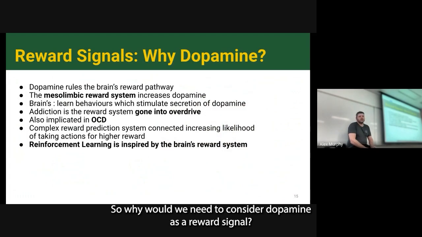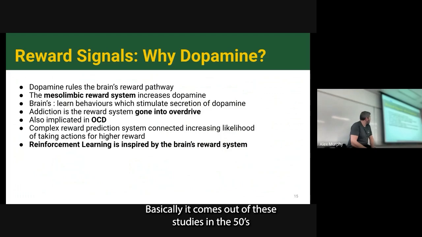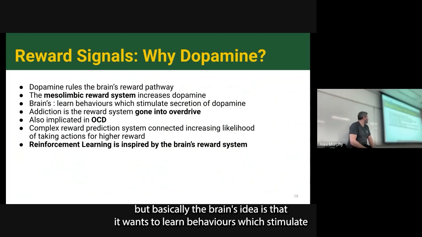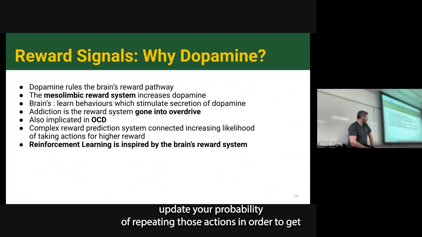So why would we need to consider dopamine as a reward signal? That's a very, very valid question. Basically it comes out of these studies in the 50s, which we're going to talk about later, and rats. But basically the brain wants to learn behaviors which stimulate the release of dopamine. Anything that you could do to enhance the ability to have a dopamine release in the future, you would want to update the probability of repeating those actions in order to get those reward signals coming through to the brain.